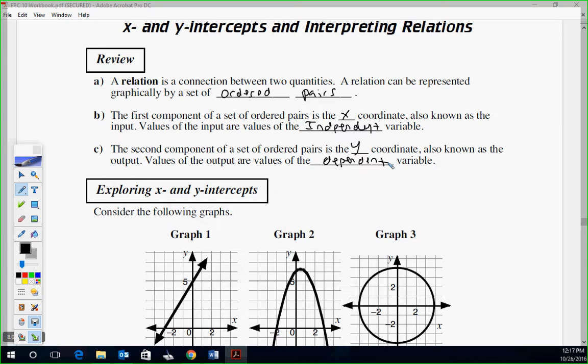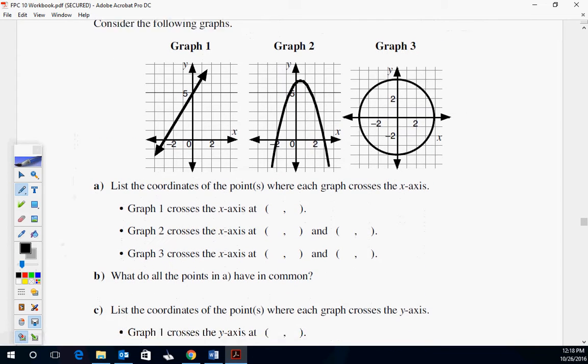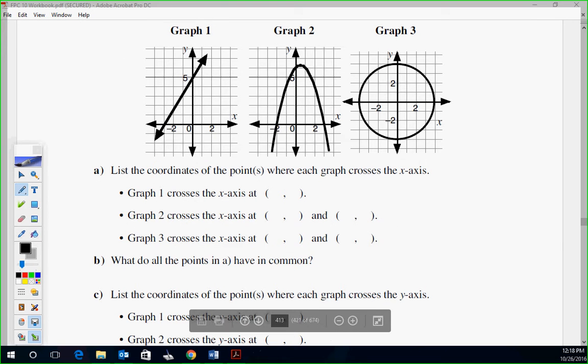All right, so let's look at this here. So for today, exploring X and Y-intercepts. When we're investigating these, list the coordinates where each graph crosses the X-axis. So we're looking for where it crosses the X. Here, here, there, and there. Those are all X-intercepts. That's where it crosses the X-axis. So we're going to write those as ordered pairs.